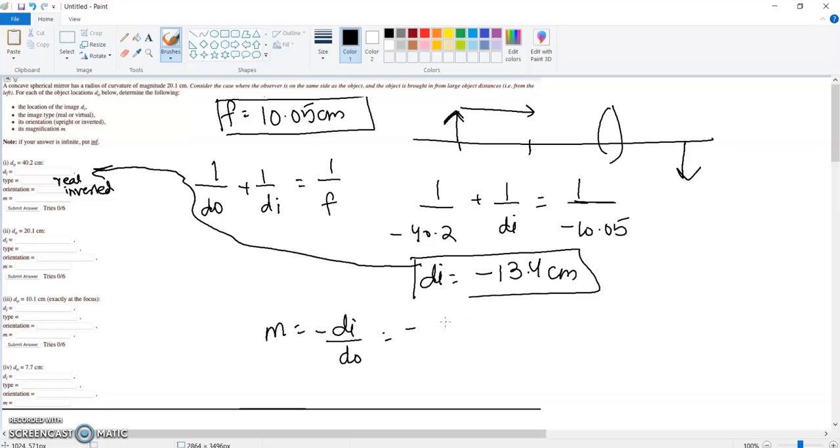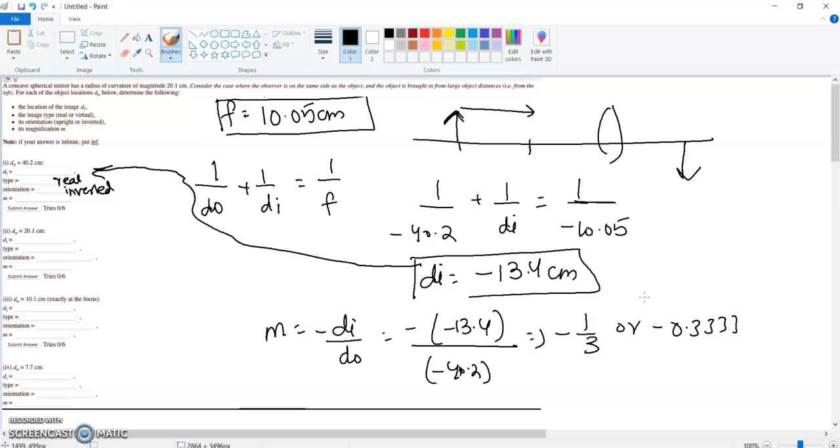So negative distance of image turns out to be negative 13.4. Distance of object turns out to be negative 40.2, which will give me an answer of, right, so I'm getting minus 1 over 3, or you can say minus 0.3333 as the magnification factor.